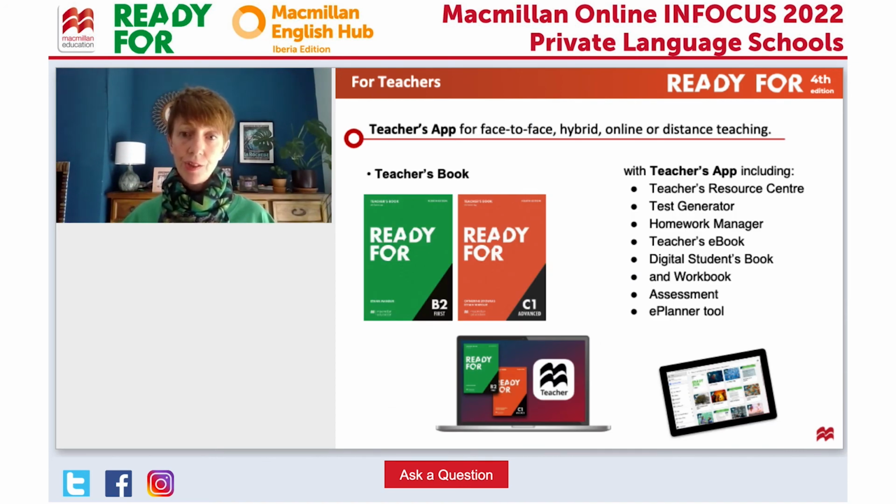And for the teachers, you obviously have your teachers app, which for projection in class, you have the digital students book, you have a test generator, you have a homework tool where you can send students homework via the app, and plenty of assessment, mock exam type activities to prepare your students as well.